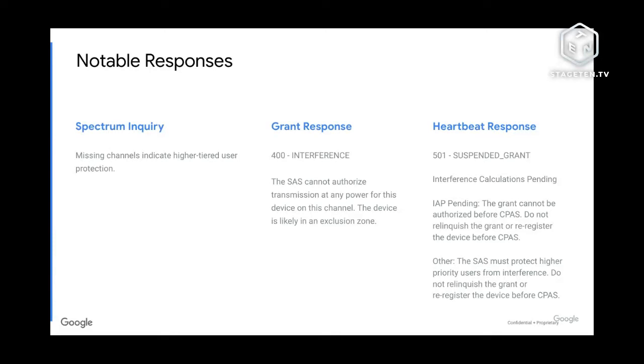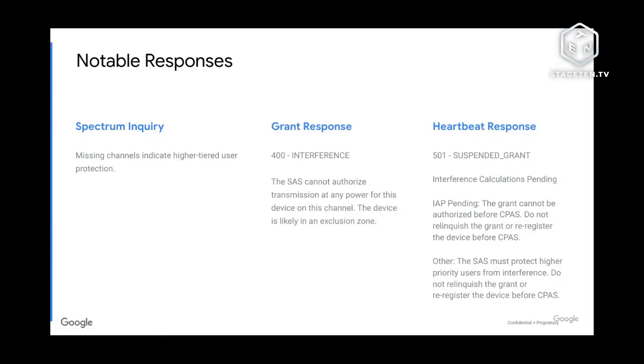So for spectrum inquiry, there are 15 10 megahertz channels that the SAS will return in spectrum inquiry. Often what will happen if you deploy near a GWPZ is that 5 of those channels will just be missing. So you'll have channels from 3550 all the way to 3650, but you won't see any channels available from 3650 to 3700. That indicates that there is a higher tiered user who's always using the top 50 megahertz, and so that spectrum is not available to you.